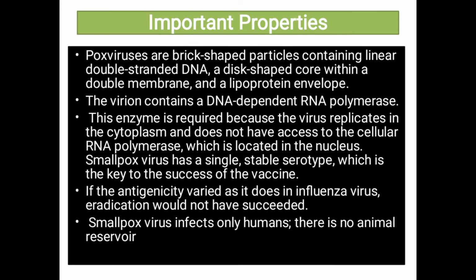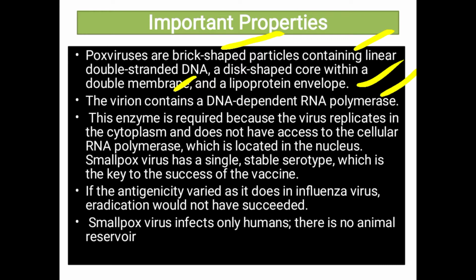Now, the most important property of poxviruses is that they are brick-shaped viruses, as we have discussed in the previous slides. Actually, they contain linear double-stranded DNA, a disc-shaped core with a double membrane, and a lipoprotein envelope. They are enveloped viruses. A very important property of poxvirus is that the virion contains DNA-dependent RNA polymerase.